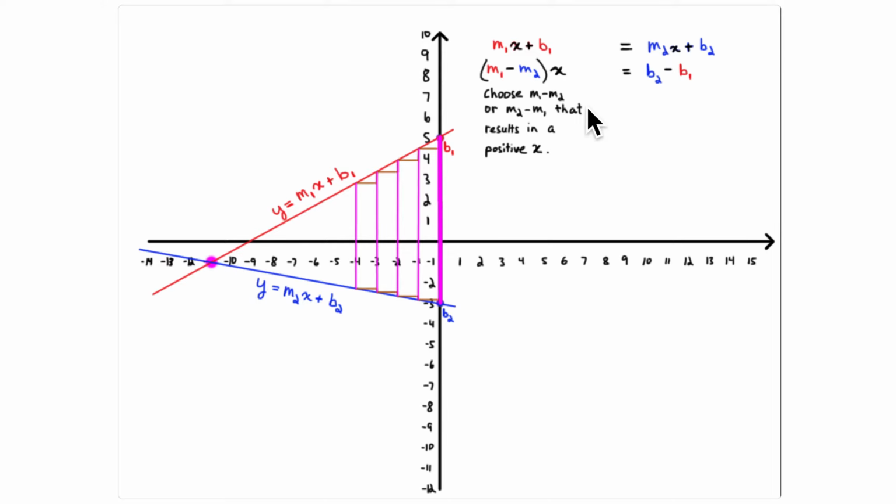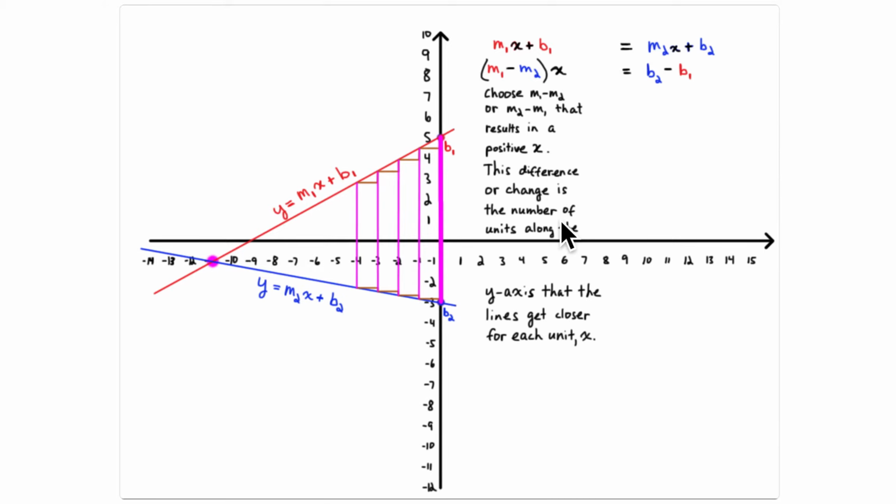So choose M1 minus M2 or M2 minus M1. That results in a positive x. So you just have to look at it and figure out what difference do I want to calculate to make x positive. And then the difference or change is the number of units along the y-axis that the lines get closer for each unit x. So that difference is the number of units along the y-axis. In our example, it was 8/11.